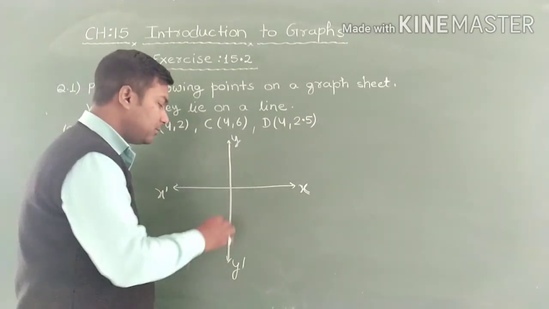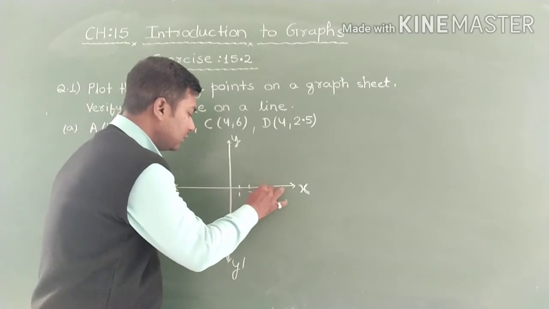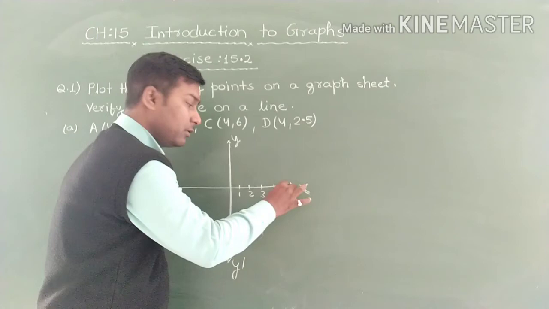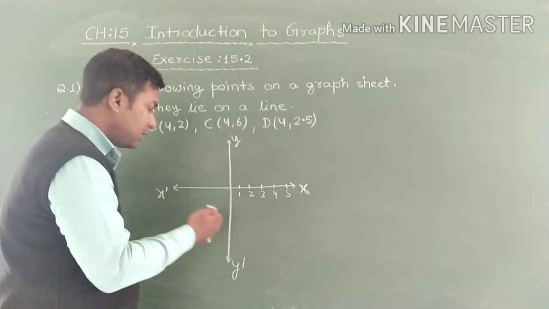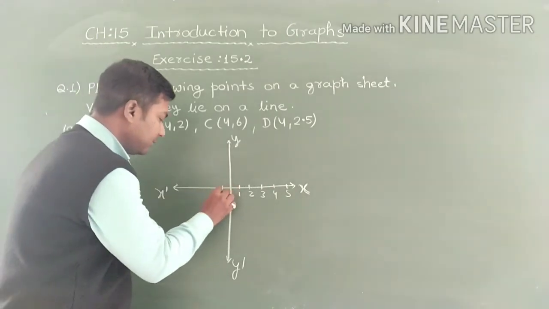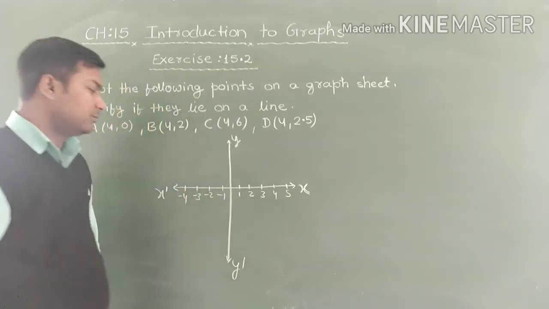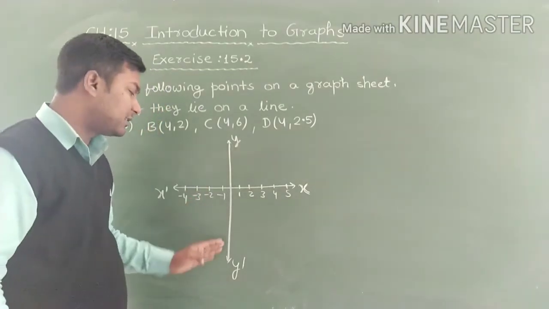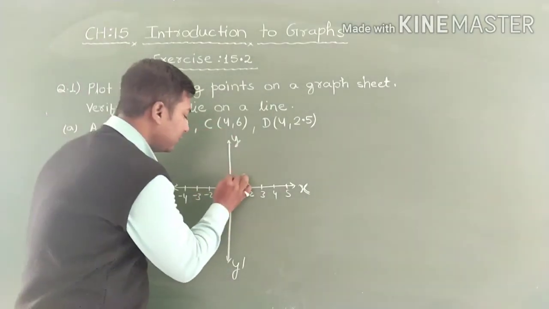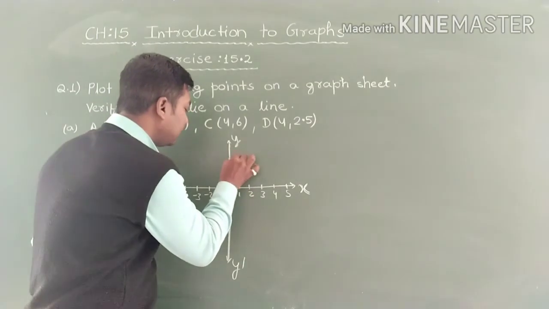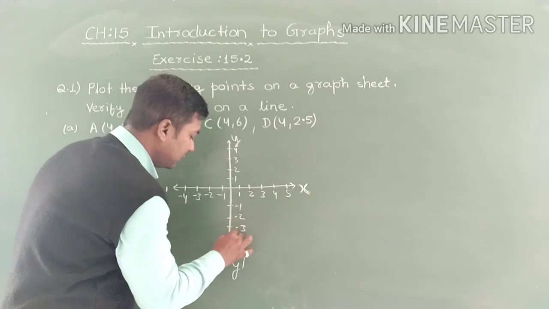Now draw the points here. So this is 1, 2, 3, 4 and 5. This is positive x. Now this one is negative x. So this is -1, -2, -3 and -4. Similarly, on the y-axis the upward direction is positive and downward will be negative. So this will be 1, 2, 3 and 4. So it will be -1, -2, -3 and -4.